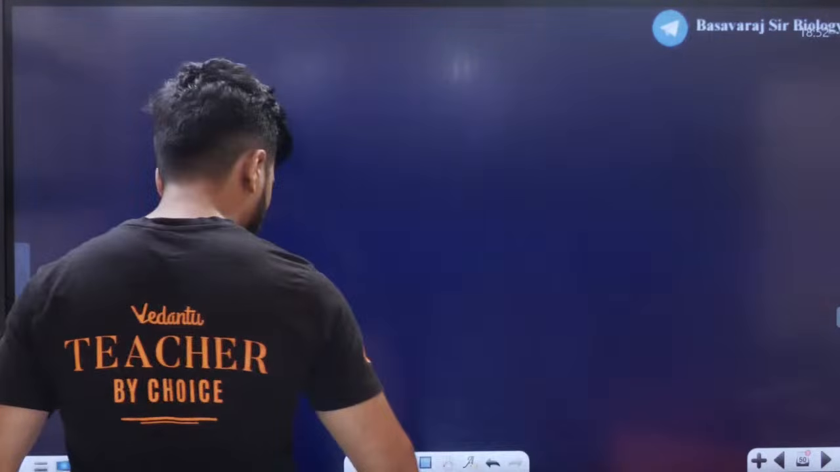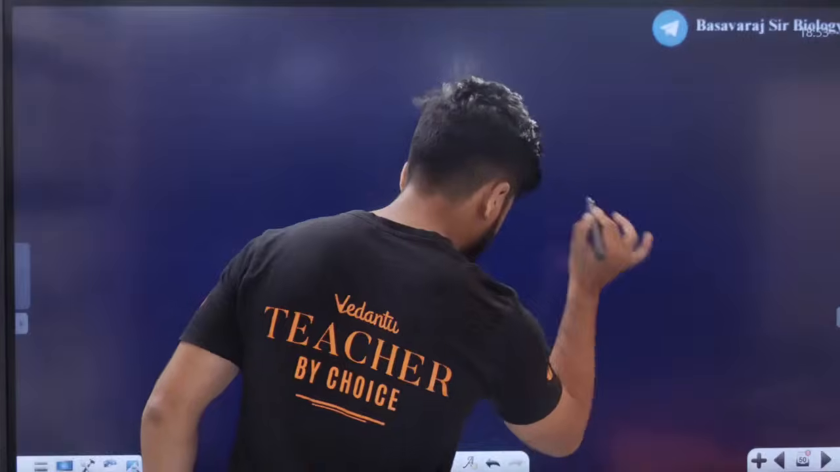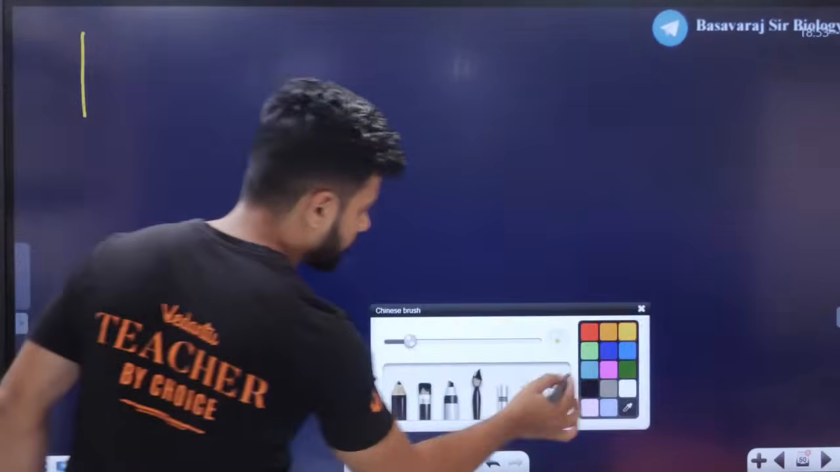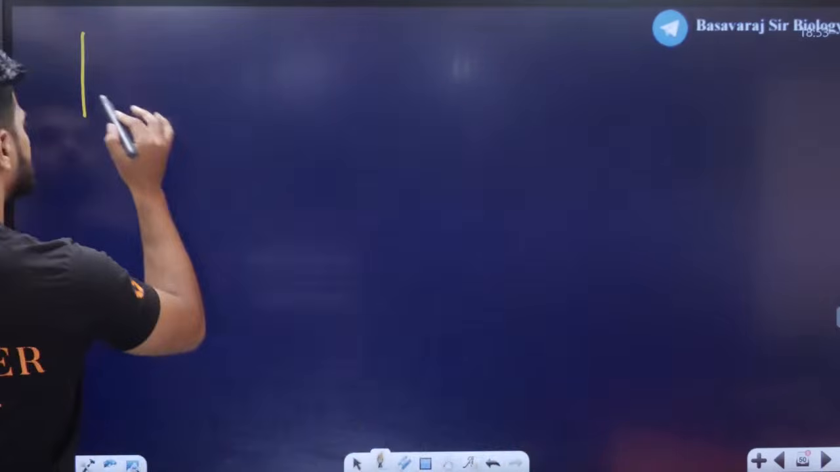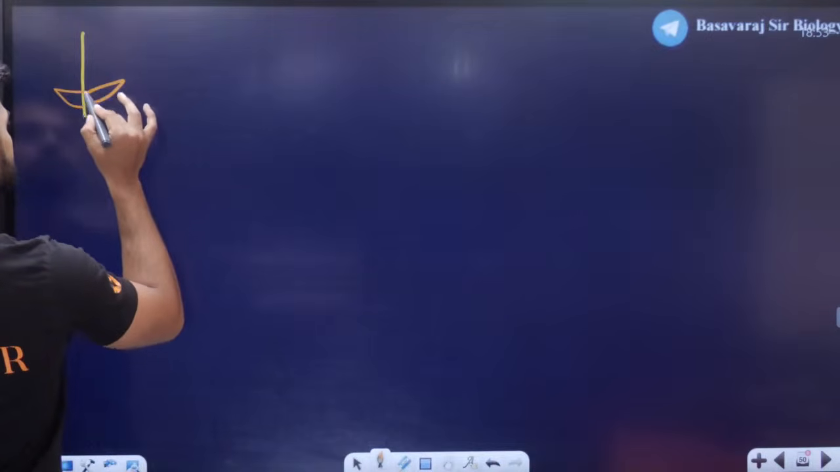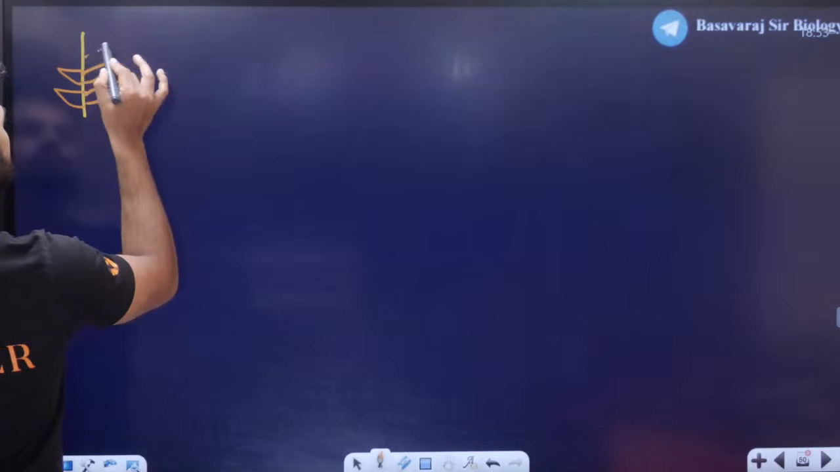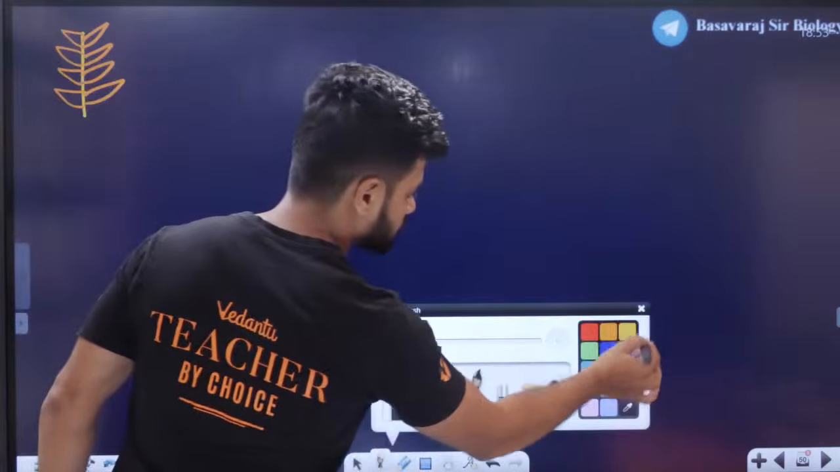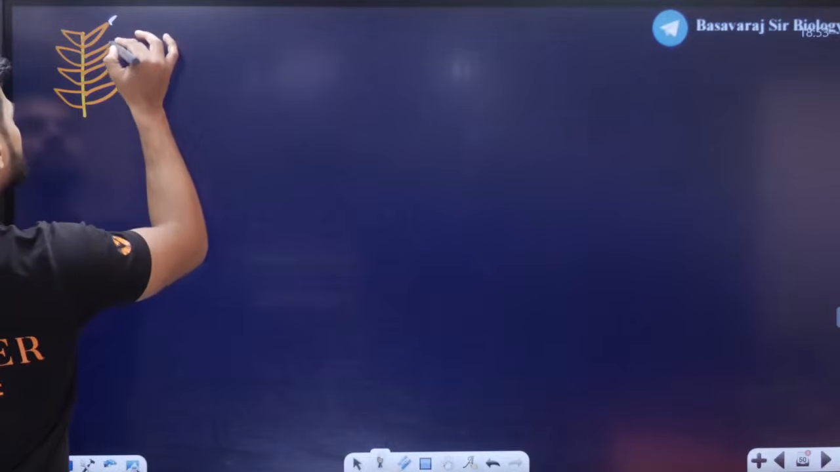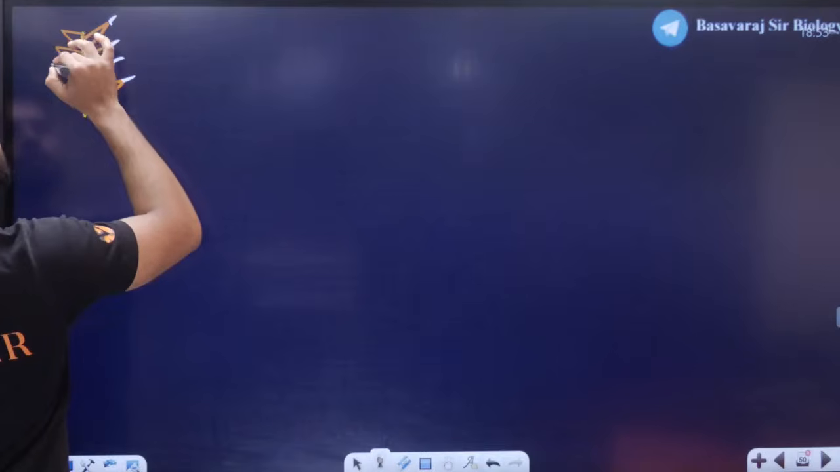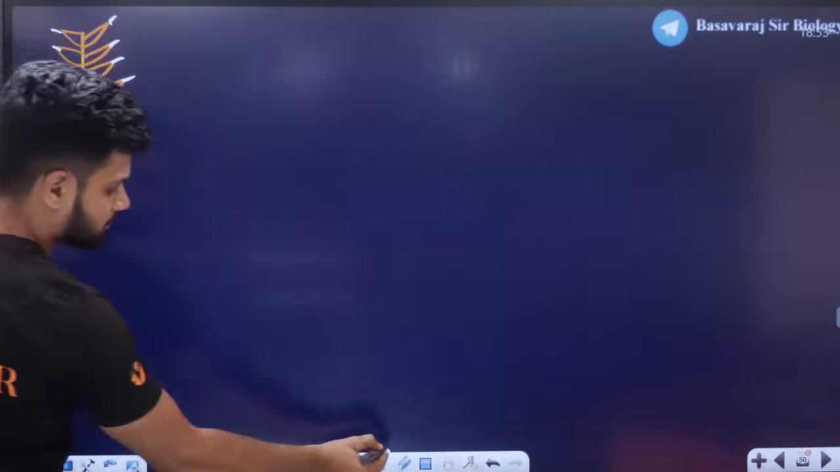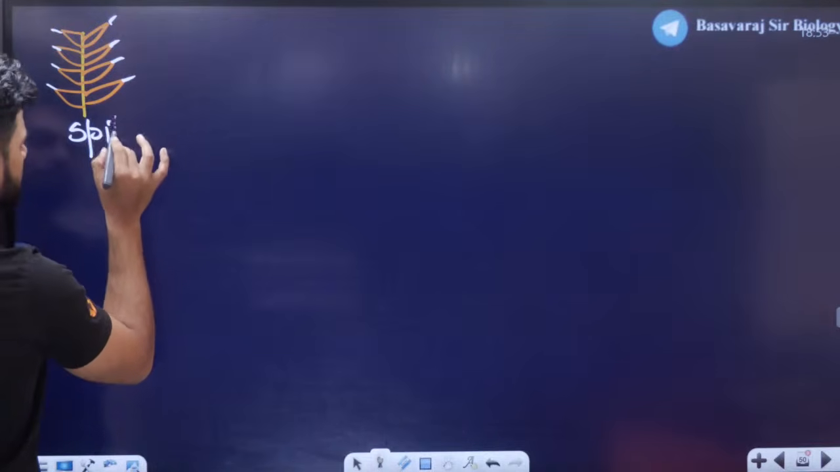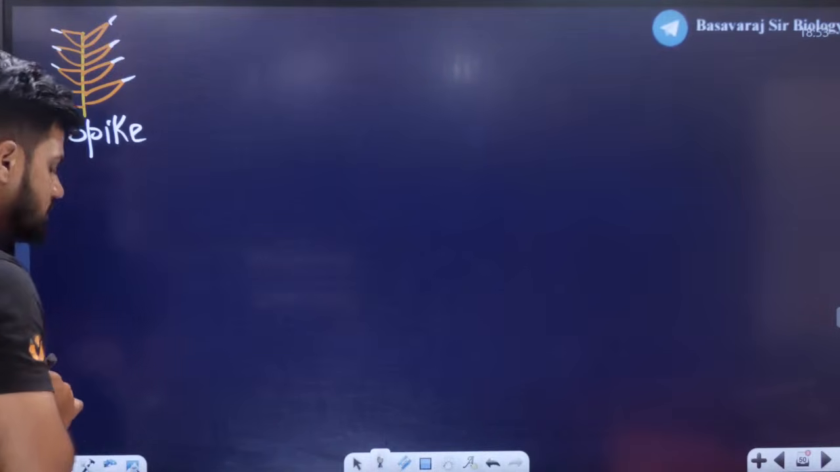Okay. Let me draw it for you. Let me choose a color. Here we'll draw a spike. Okay, so students, all of you draw this also. This right here is a spike. This is an inflorescence. Okay. The inflorescence is called a spike.